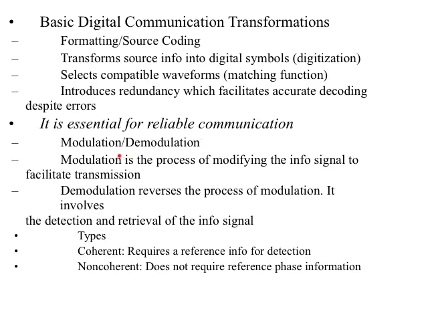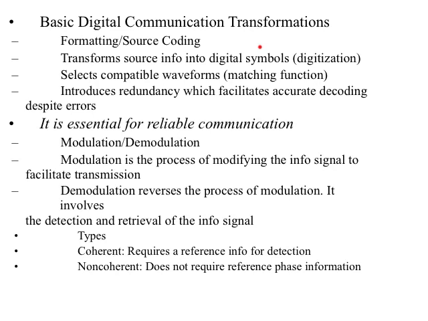Then we have modulation and demodulation. Modulation is the process of modifying the information signal to facilitate transmission, and demodulation reverses the process of modulation. It involves the detection and retrieval of the information signal. We have two types in this: coherent modulation and demodulation, and non-coherent modulation and demodulation. The coherent type requires reference information for detection, whereas the non-coherent type does not require reference phase information. I repeat, in the basic digital communication block diagram, we have come across some transformations.